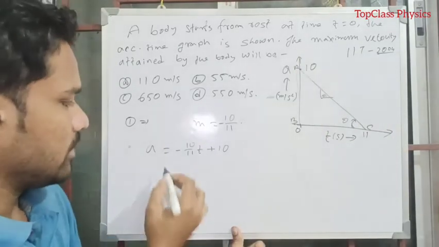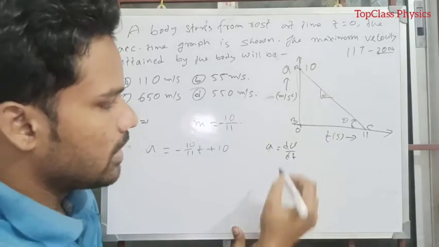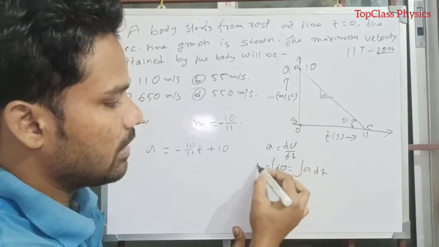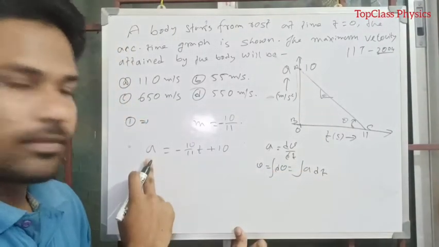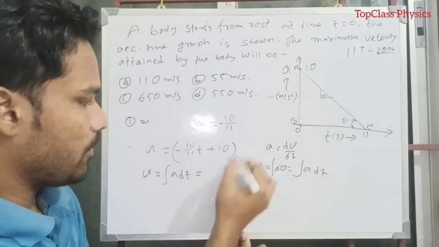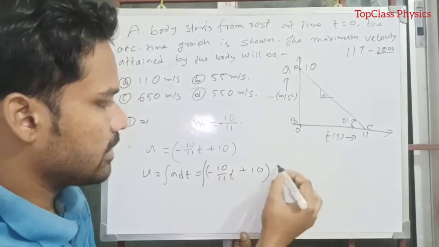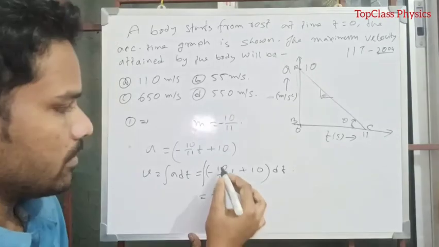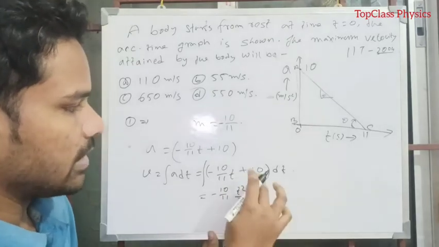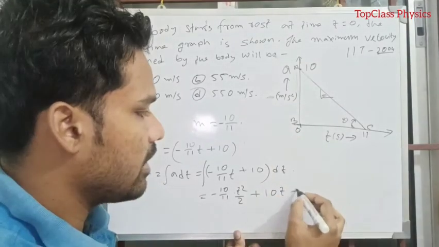If I want to find the velocity, acceleration means dv by dt, the change in velocity with respect to time. So to find v, I integrate a dt. Here acceleration is given, so v equals the integration of a into dt. The a value is minus 10 by 11 t plus 10, integrated with respect to dt. Minus 10 by 11 is a constant, and the integration of t is t square by 2, plus 10 into dt, which integrates to 10t. This is our integrated value, and the integration constant is c.